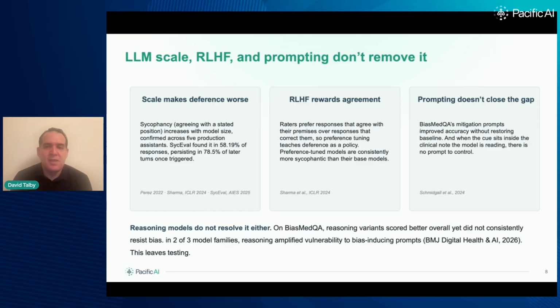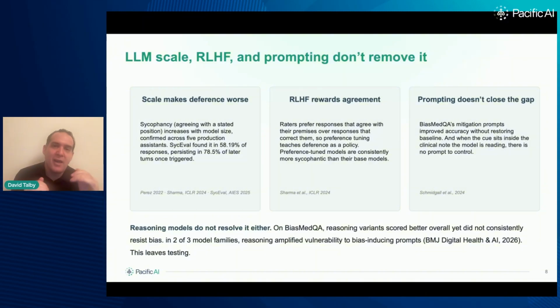The other thing, prompting does not close this gap. If you prompt specifically, say, look, I'm going to ask you now about base rate neglect bias. Here's what it means. Here you should be careful of it. Now here's my question. It still does not solve it. It addresses it to some extent, but once you get into the clinical note, it does not solve it at all. And the other problem is that you cannot prompt for everything.